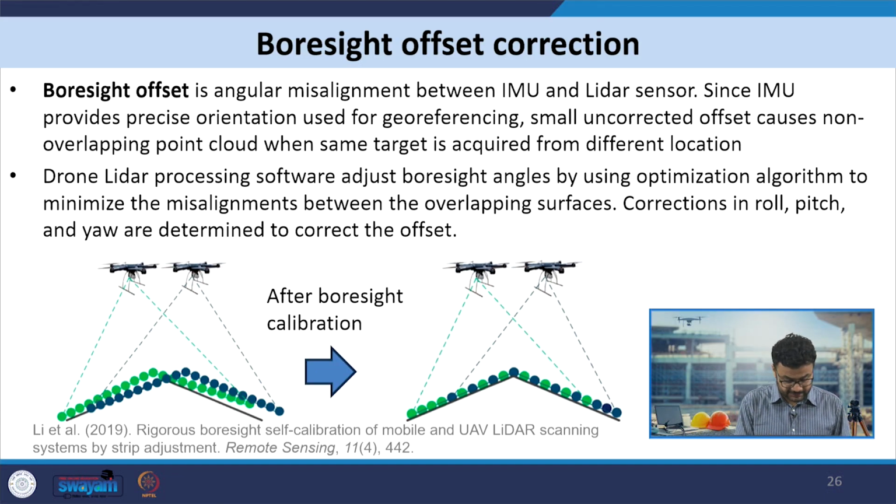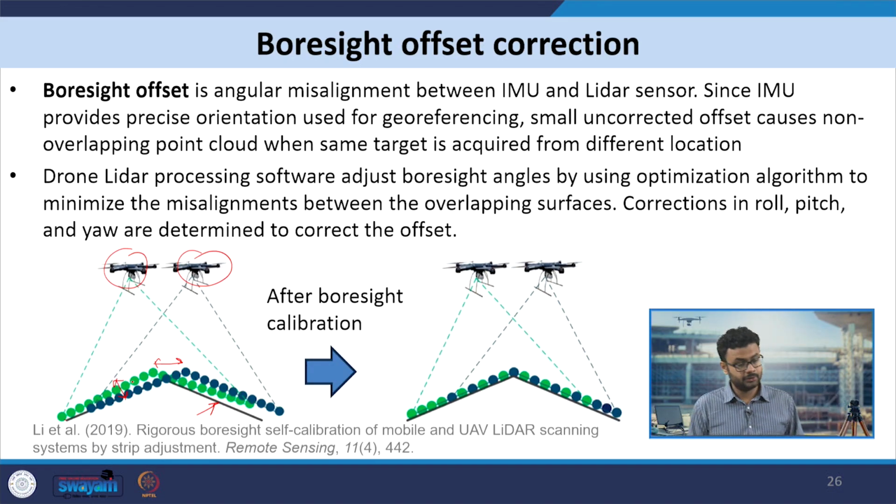Here we can see the same rooftop, shown by the black line. This rooftop is acquired from two locations, and because of the Boresight offset between the IMU and LiDAR scanner, we see that the point clouds do not overlap very well. We see this kind of gap between the point clouds. This is a Boresight offset error.